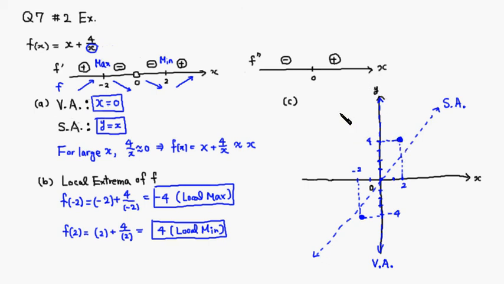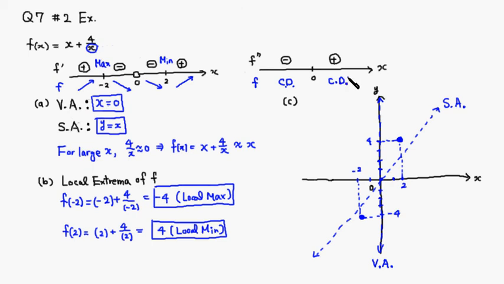Then we have to look at the second derivative. You can see that the second derivative is negative before 0, so that means it's concave down on this interval. After that, the second derivative is positive, so it's going to be concave upward.